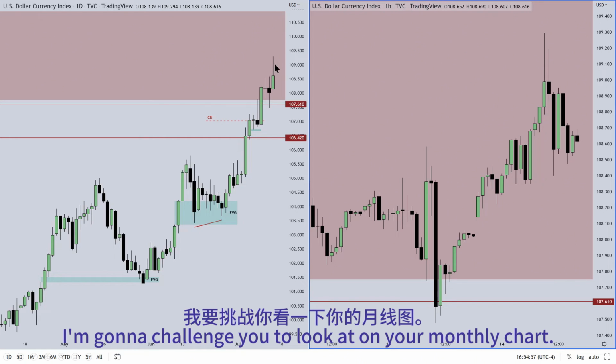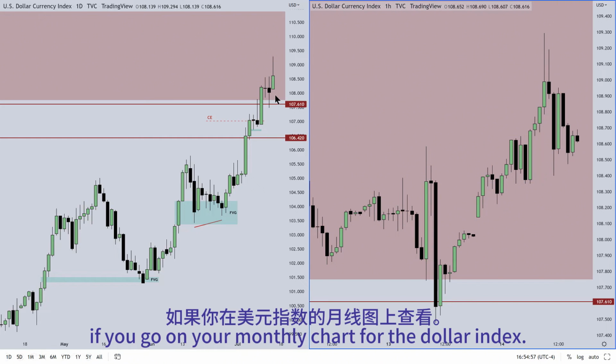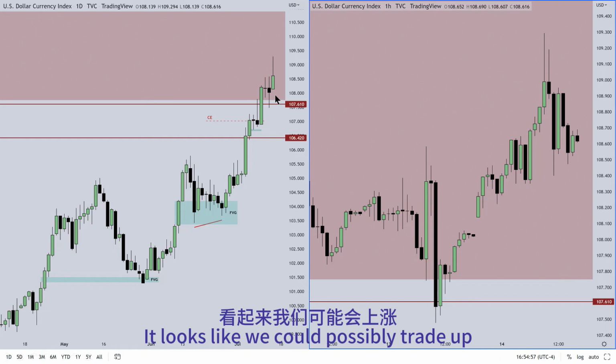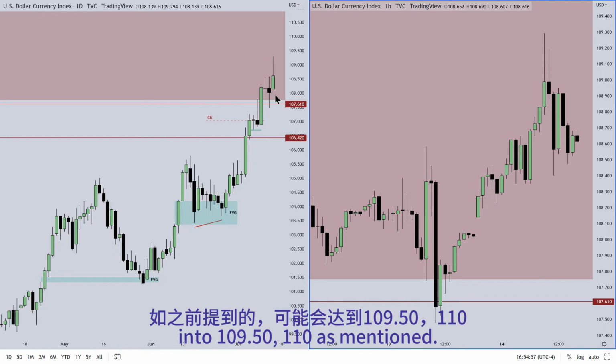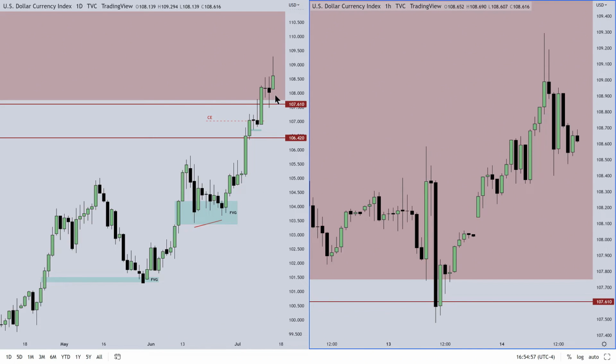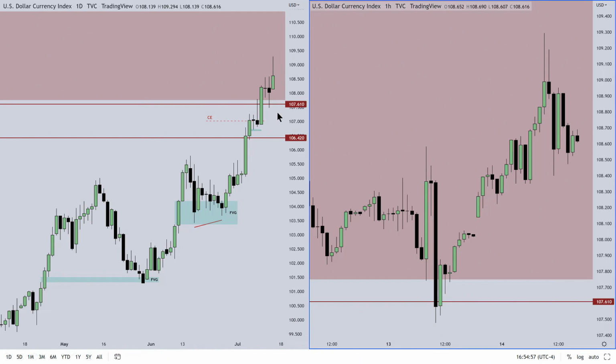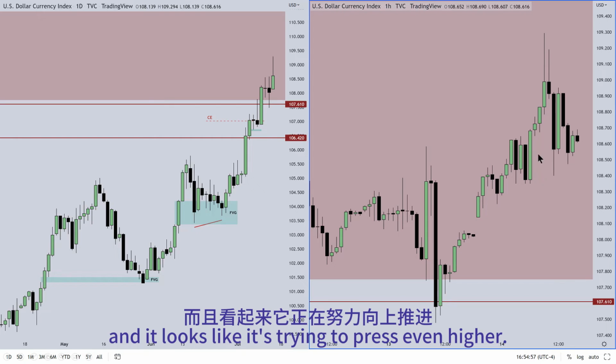I'm going to challenge you to look at your monthly chart. That is a SIBI, so you'll see that range here if you go on your monthly chart for the dollar index. It looks like we could possibly trade up into 109.50, 110, as I mentioned. I don't recall exactly when, but I know I mentioned it. You could potentially see it trade in 109 to maybe 110 on serious strength, which we have seen, and it looks like it's trying to press even higher.